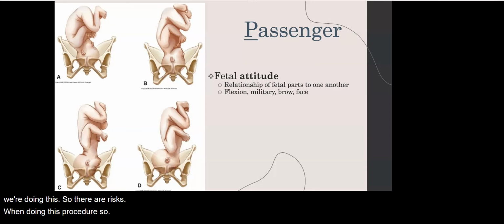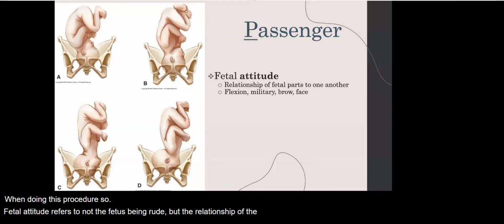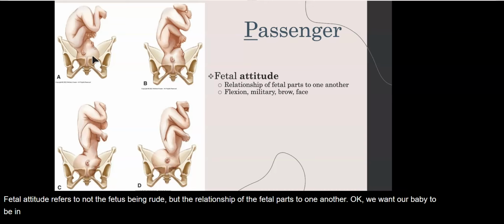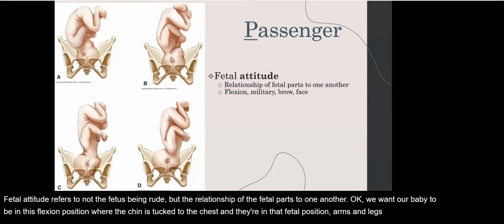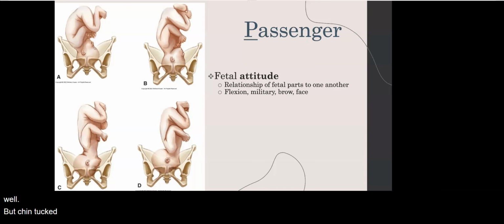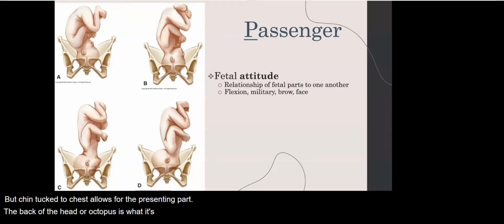So fetal attitude refers to not the fetus being rude, but the relationship of the fetal parts to one another. Okay, we want our baby to be in this flexion position, where the chin is tucked to the chest, and they're in that fetal position. Arms and legs tucked in as well. But chin tucked to chest allows for the presenting part, the back of the head, or occiput is what it's called, to present first, and it allows for that molding to occur very well so that the baby can fit through.